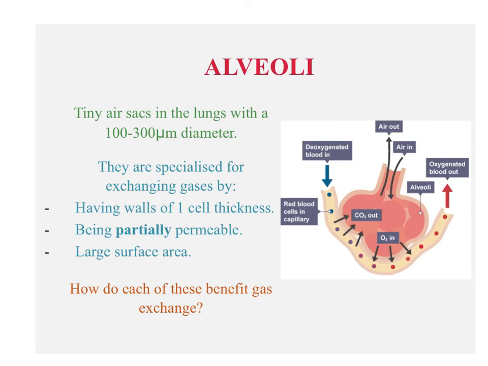We're going to spend the last few bits of the lesson looking at the alveoli and gas exchange, and also the difference between correlation and causation. The alveoli, we know, are tiny air sacs in the lungs, very small, and they've got these 3 adaptations for gas exchange. They've got 1 cell thick walls, they're partially permeable, and they've got a large surface area. But I want you to pause now and tell me why each of those is useful for gas exchange. So pause and play again when you're done.